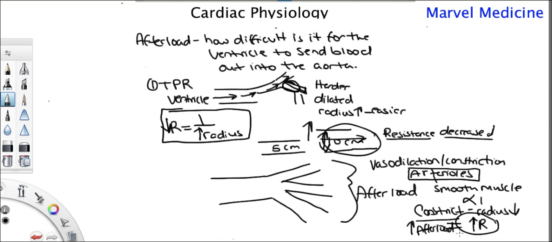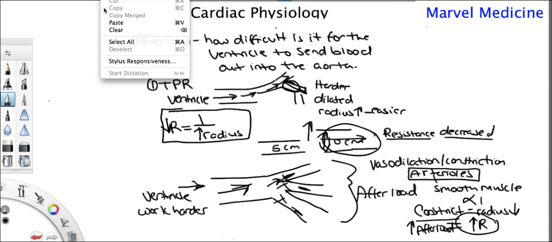The more resistance I have, the increased afterload. Meaning, it's more difficult to send blood from the ventricle into the aorta, right? Because of all the resistance here. There's so much resistance that it's really difficult. It's hard to get through. And if it's hard to get through, the ventricle has to work harder. Okay? This is a big point here. The ventricle has to work harder to send the same amount of blood out. Okay? Now let's take a look now what I mean by that.